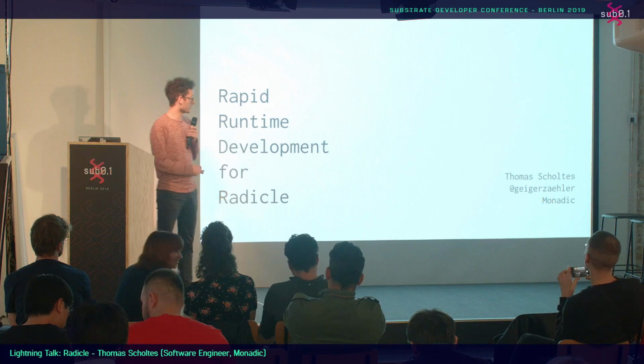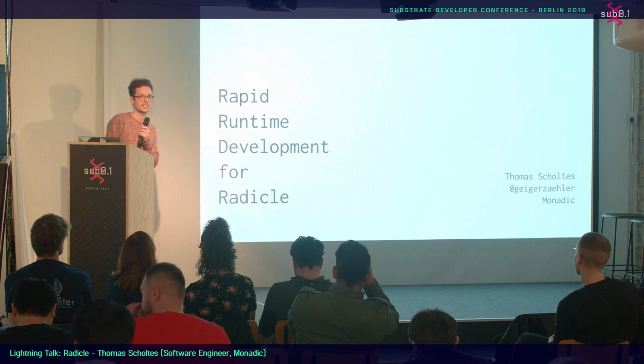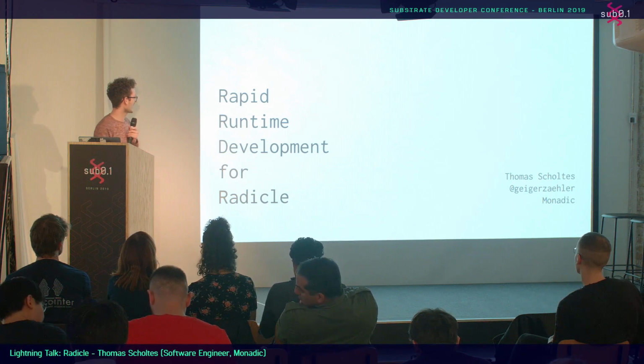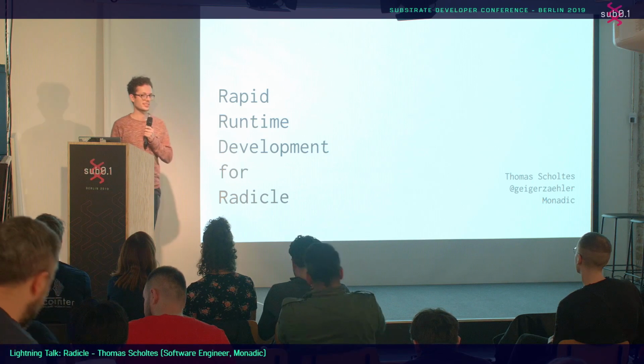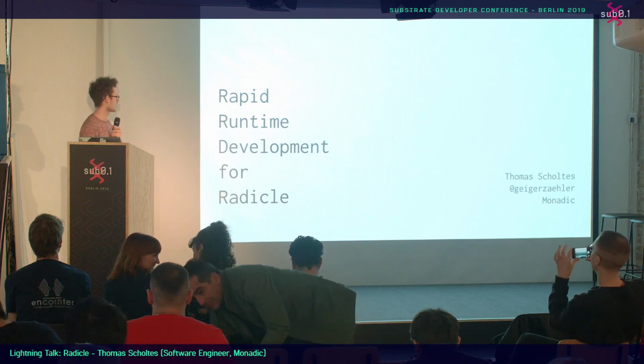I'm working at Monadic and we're working on a project called Radicle, which is a platform for decentralized open source code collaboration. Our vision is to bring sustainability to the open source community with the help of this decentralized platform and blockchain technology. I want to talk a bit about how we are developing our runtime with Substrate, some of the challenges we faced, and the technique we use to circumvent these challenges.